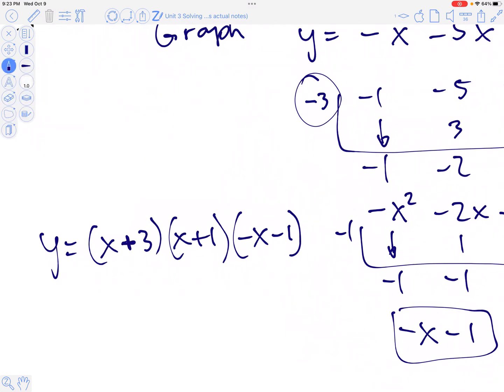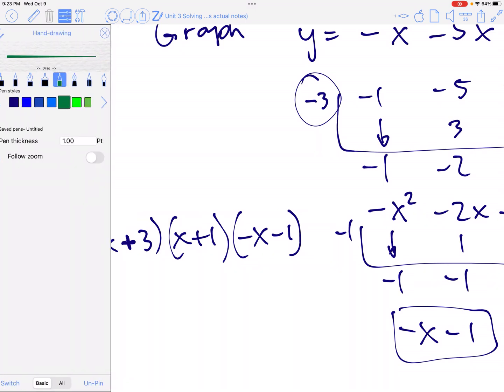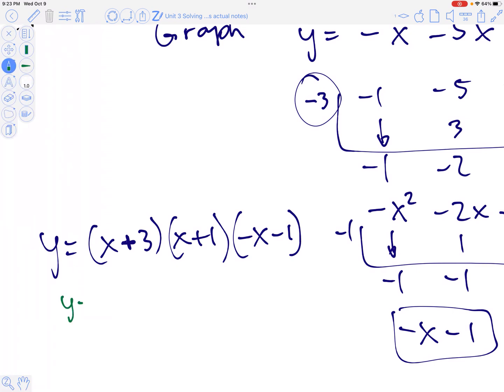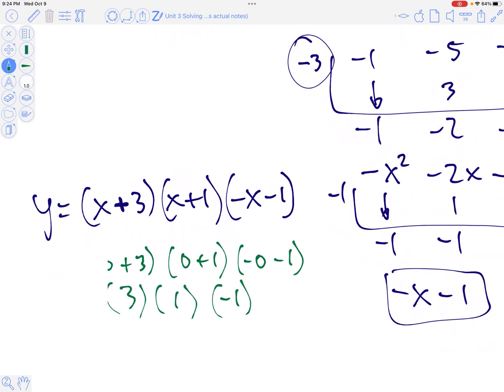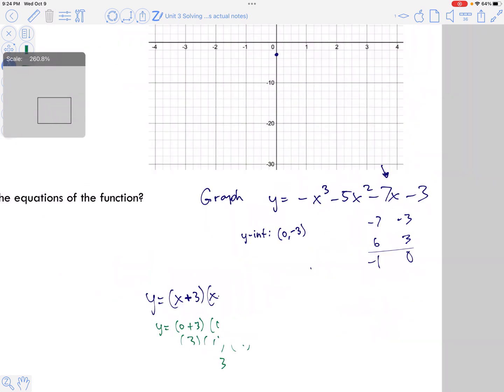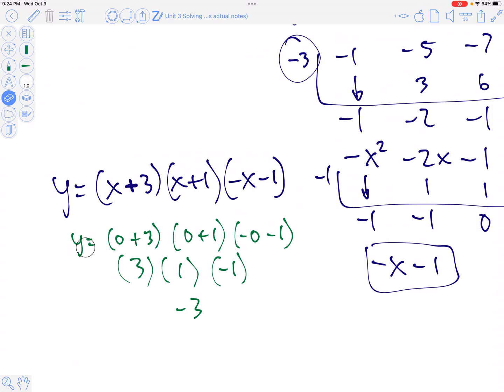Okay, so if it would have been in factored form, how would we have gotten the y-intercept? Remember, we'd have to make every x 0. When you want the y-intercept, you just make your x's 0. So I'd end up with 3 times 1, 0 plus 1 is 1, and then -0 is 0, and 0 minus 1 is -1. So 3 times 1 is 3, 3 times -1 is -3, which we already knew the y-intercept was -3, okay?